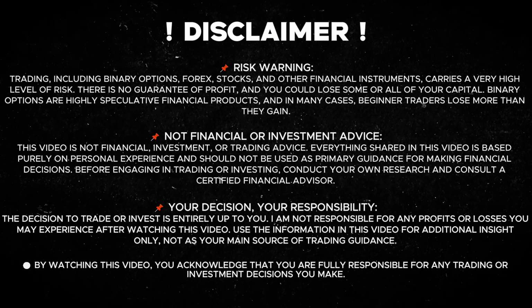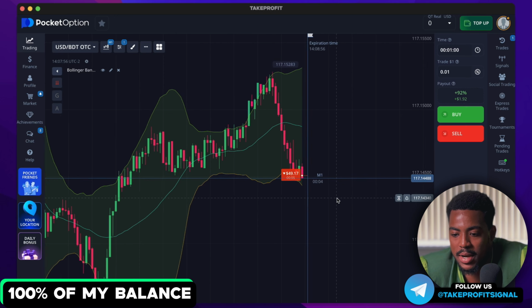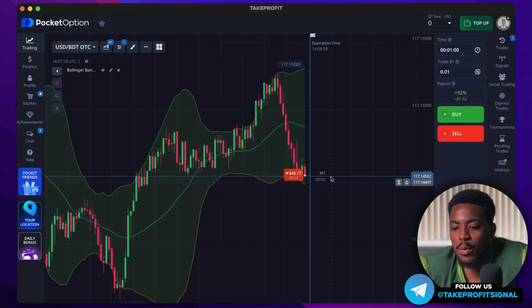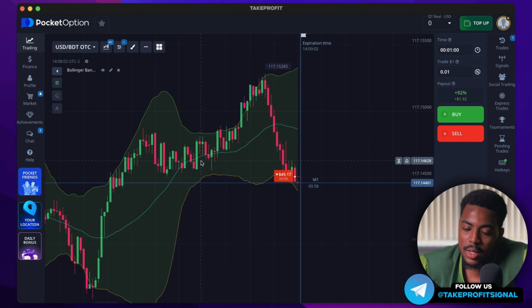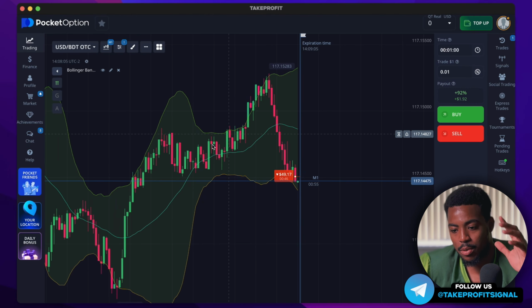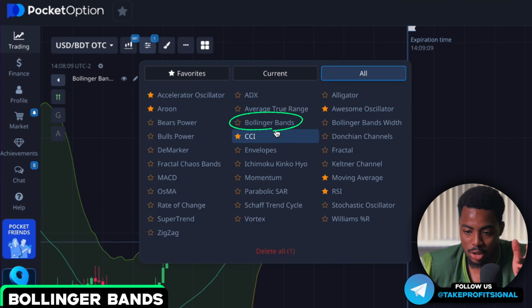I will enter into the transaction with 100% of my balance right now because we have no other chance to increase my deposit by 20 times. The strategy today is very simple. We will only use one indicator, which is called Bollinger Bands.